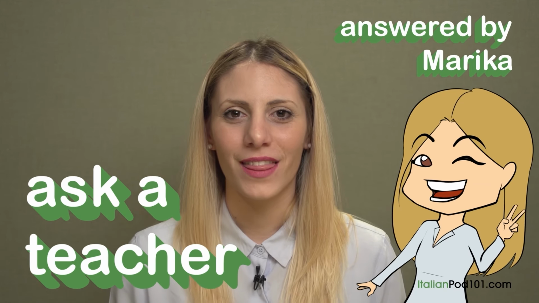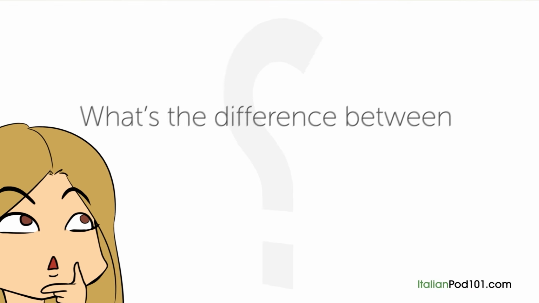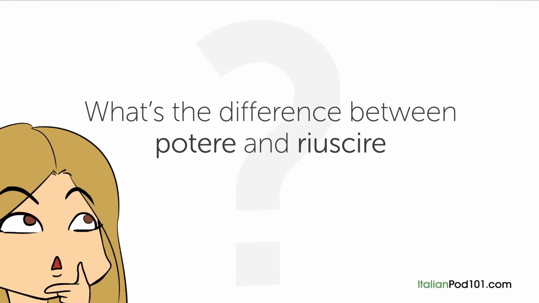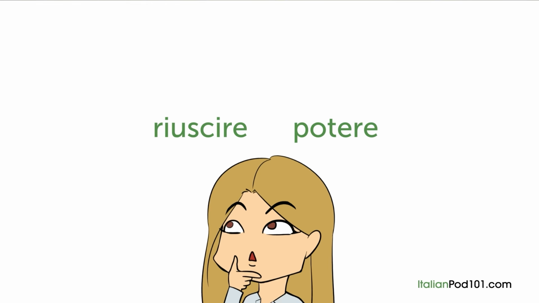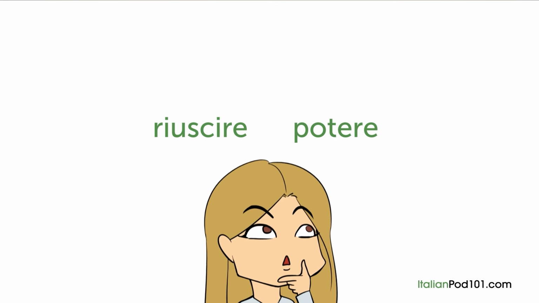Hi everybody, Marika here. Welcome to Ask a Teacher, where I'll answer some of your most common Italian questions. The question for this lesson is, what's the difference between potere and riuscire? Riuscire and potere are 2 verbs we use very often in Italian. Sometimes their meanings overlap, but other times they mean completely different things.